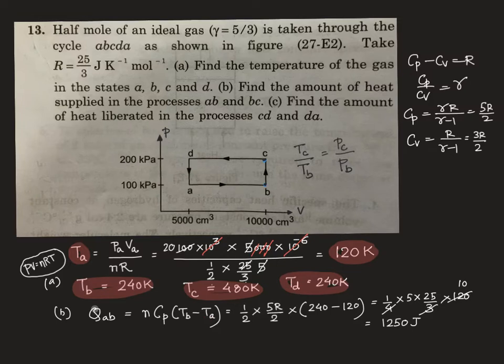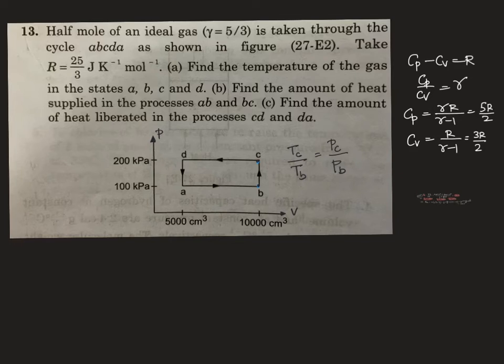Cp is 5R by 2, because Cv is F by 2 R, and F is 3. So Cv is 3 by 2 R, and Cp is 5 by 2 R. So it is n, which is half, into Cp, which is 5R by 2, into the difference in temperature, temperature at B minus temperature at A, 240 minus 120. So you get 1250 joules.